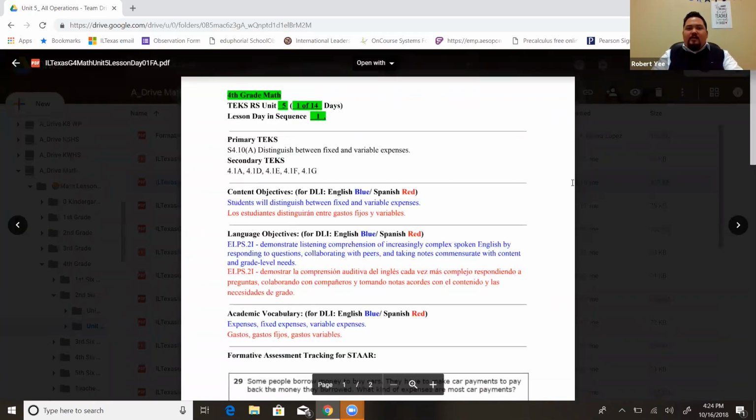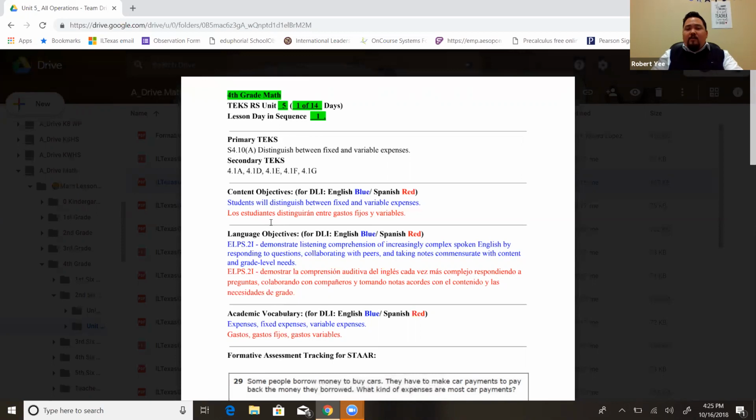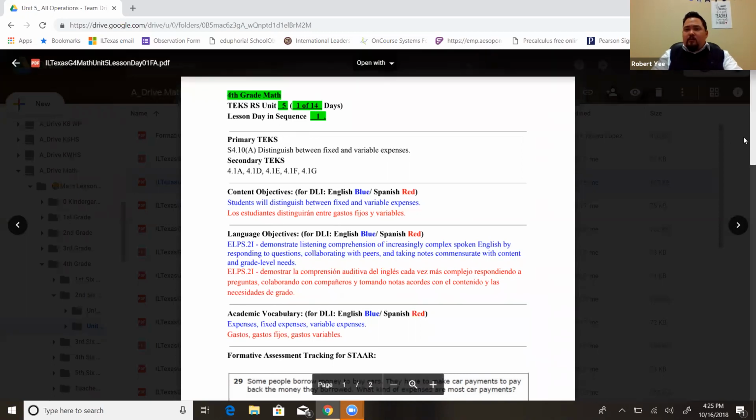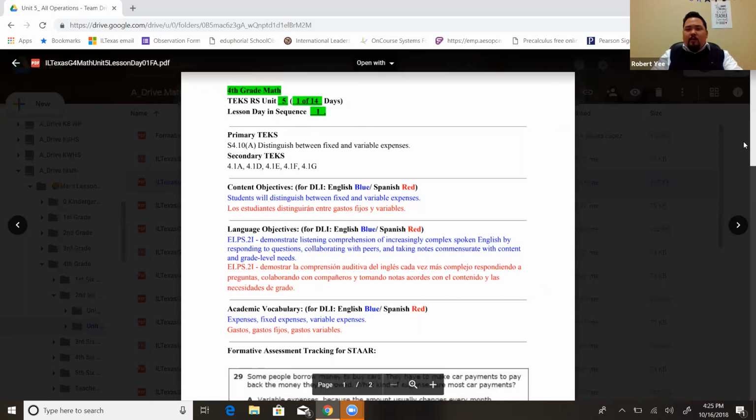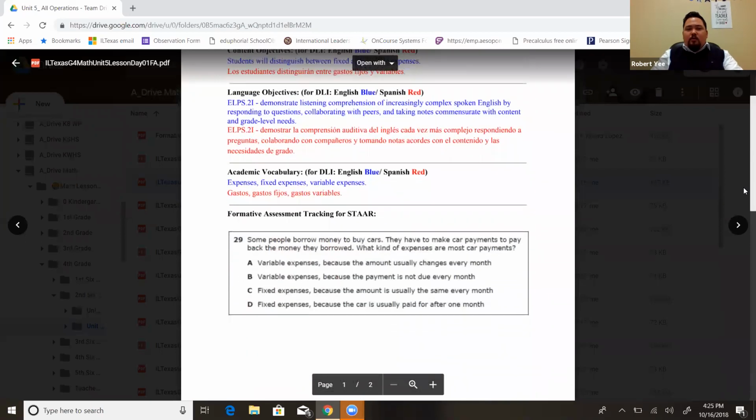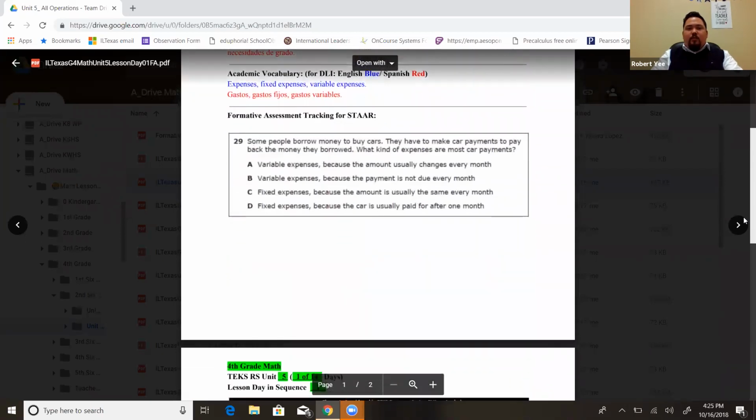Day 1 has a formative assessment tool, which at first glance looks a lot like the lesson plan. It's still going to be color-coded in 3, 4, and 5 for English and Spanish. It's still going to tell you where in the TEKS unit it falls and have the primary and secondary standards. It'll even have the same content objective and language objectives and academic vocabulary from the regular lesson plan. But what's new is the formative assessment tool.